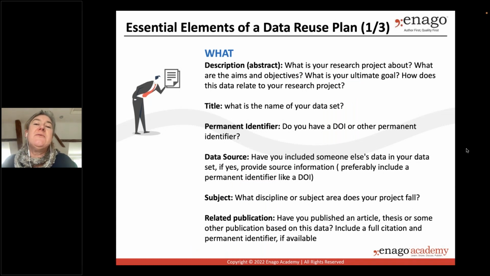So you've got the essential elements of a data reuse plan. Basically, what you need to describe. What is the research project? What are your goals, and how does the data relate to it? You need the title. You need a permanent identifier, preferably a digital object identifier. The data source or sources: again, do you have persistent identifiers to back those up? You need some standard subject descriptors for the disciplines, and also any related publications.